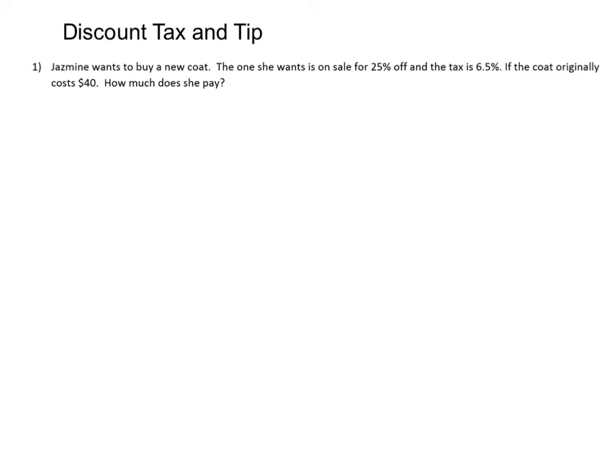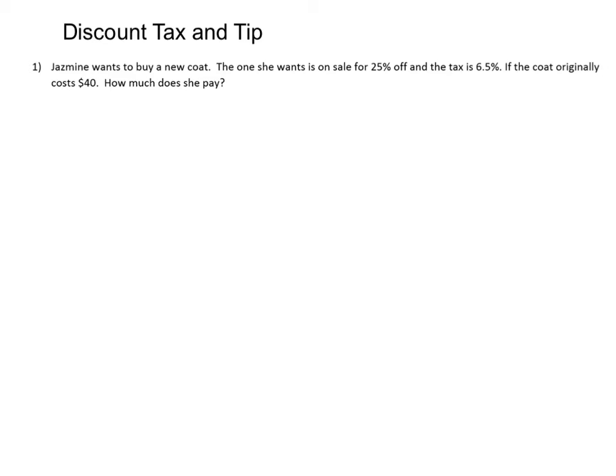So this video is to teach you how to deal with discount, tax, and tip when they're involved in a story problem. As you can see, this is problem number 1 from your paper. Jasmine wants to buy a new coat. The one she wants is on sale for 25% off, and the tax is 6.5%. If the coat originally cost $40, how much does she pay?